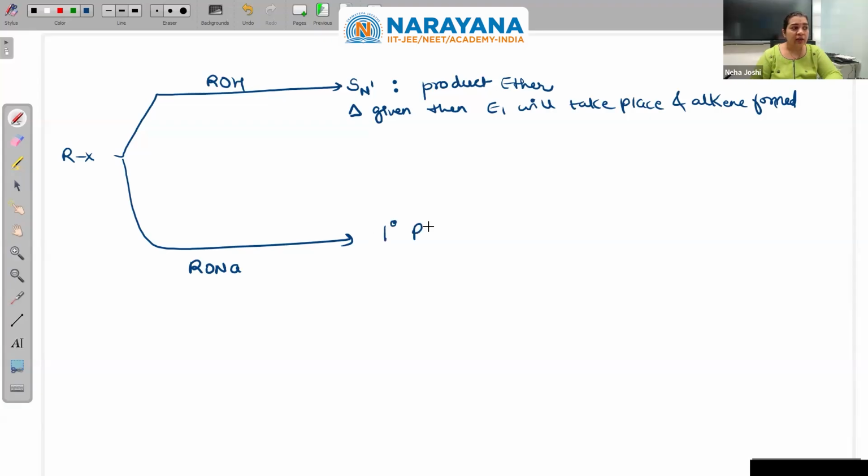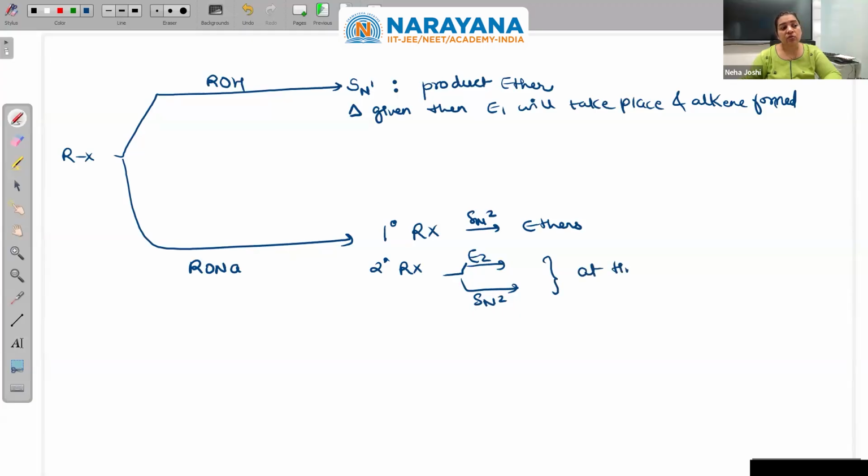So if I take 1 degree alkyl halide, I can be assured that ethers are formed by SN2. If I take 2 degree alkyl halide, now there is a problem. I will have both E2 and SN2, and at times E2 dominates. I cannot say that it is going to be a simple direct choice. It again depends on the condition of temperature and the alkyl halide. But if I take 3 degree alkyl halide, I am very assured that E2 dominates and alkene is formed. Okay, see the shift from alcohol to alkoxide.